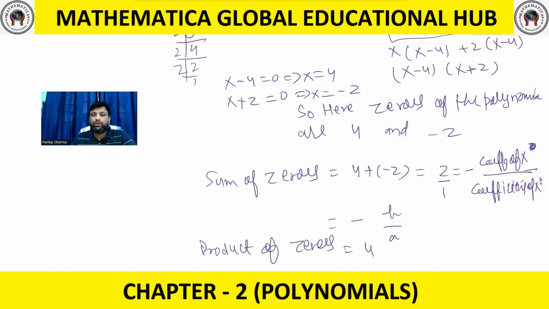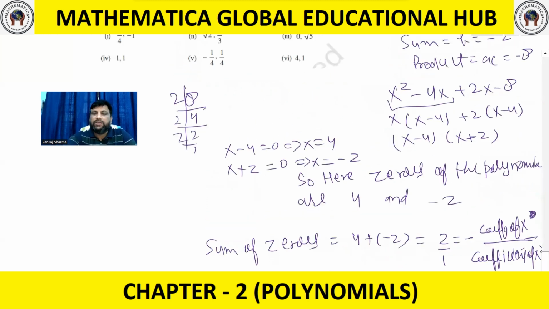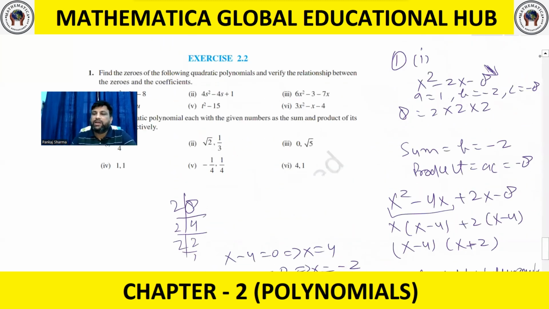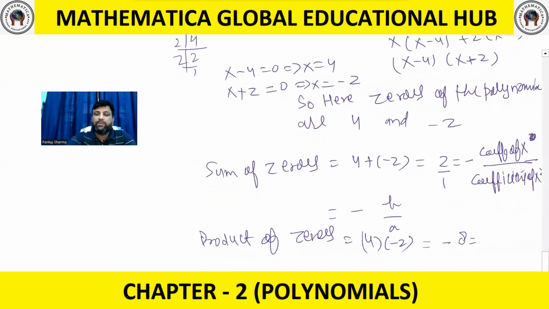So product of zeros is what? 4 into minus 2. So 4 and minus 2 we can multiply. So it will become what? Minus 8. Yes. And minus 8. So here you can see we have c. C we already checked, it is minus 8. So we can say that minus 8 by 1.